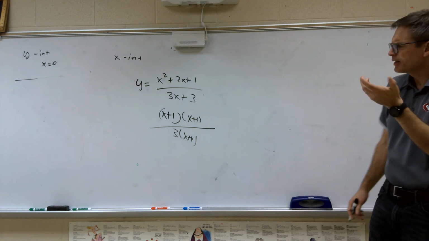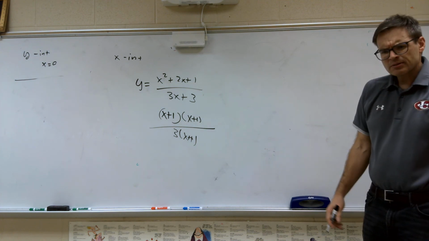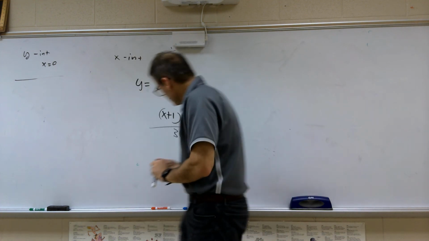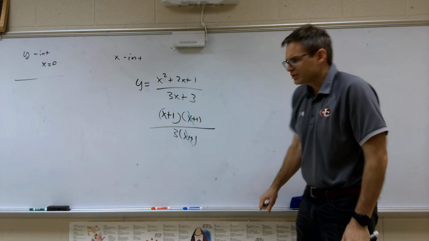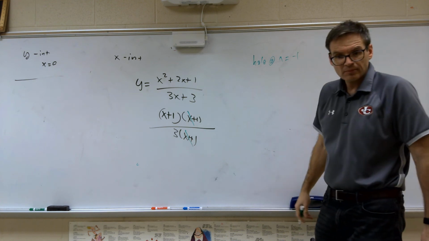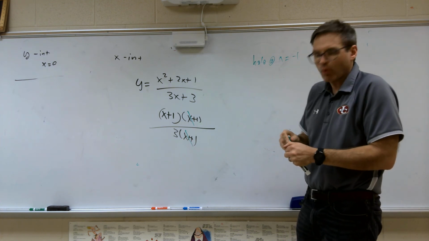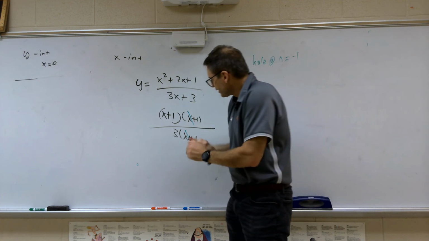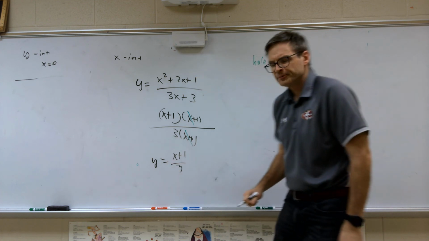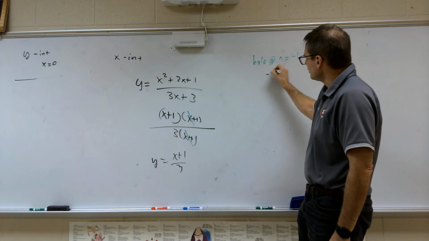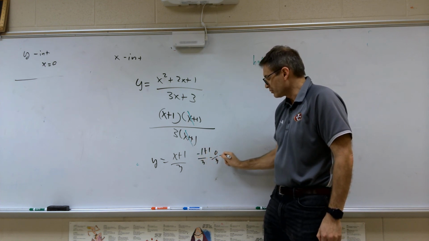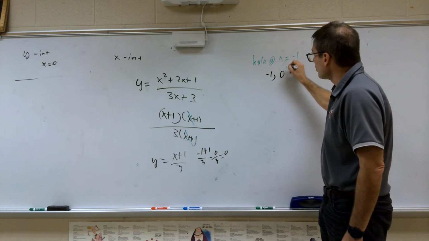So when I look at this, a couple of things I notice. One is, I see that cancels out so that I have a hole at x equals negative 1. But I have to write my answer as a coordinate, so I'm going to clean this up. When I clean this up, I get y is equal to x plus 1 all over 3. So I'm going to plug negative 1 in. Negative 1 plus 1 over 3 gives me 0 over 3, which just gives me 0. So I have a hole at negative 1, 0.